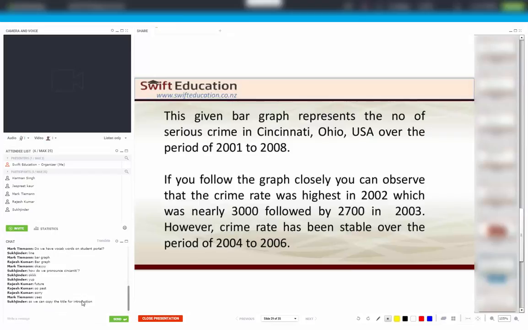Yes, you can, Sukhjinder. We can copy. If you can paraphrase it, you can paraphrase it, or else you can use the title for the introduction. That's what I said. The introduction is relatively easy, right?